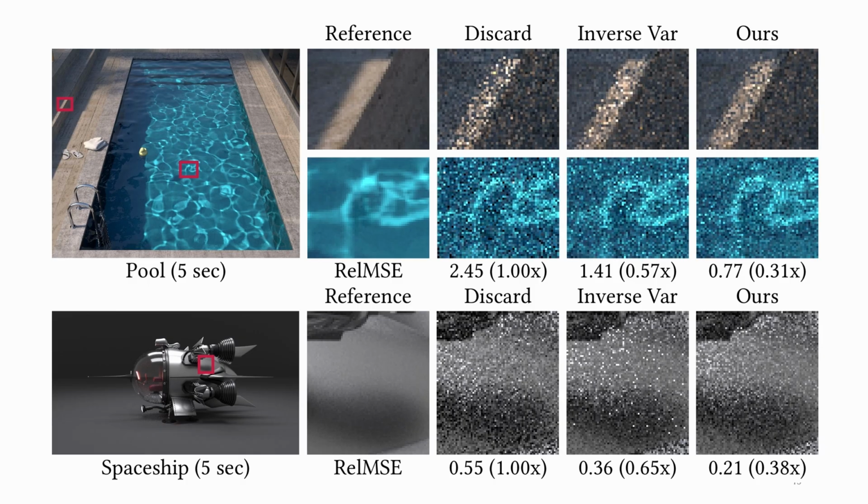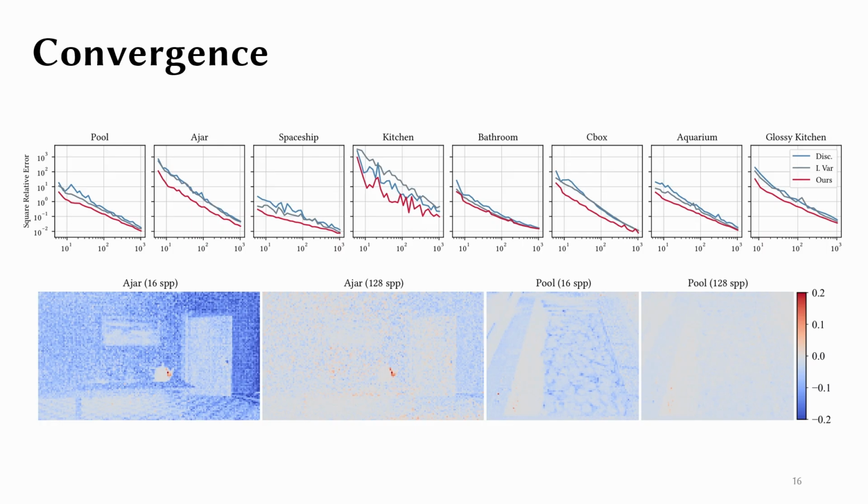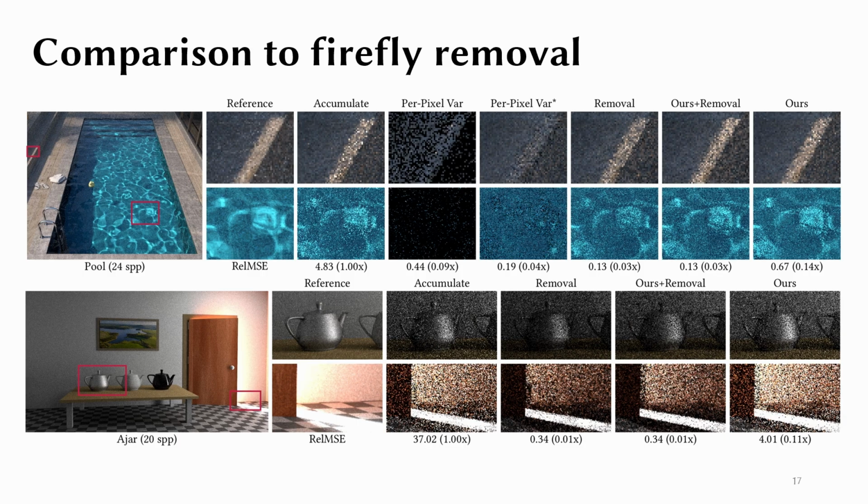Compared to discarding all training samples and inverse variance weighting, our reweighting can achieve lower variance. And this superiority is almost consistent for shorter renderings. And the bias also decreases as time goes by. Compared to firefly removers, our bias is much lower.